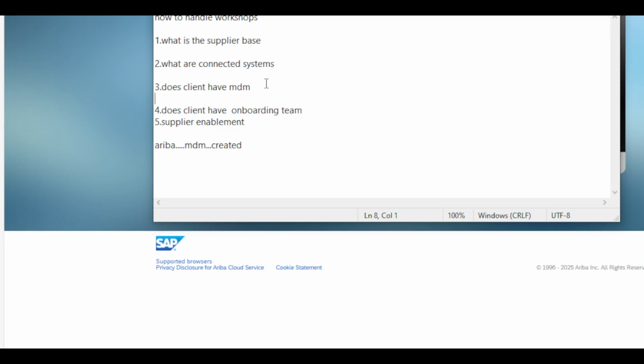These kind of data, additional data, will be added in the MDM system and will be passed to maybe S4 HANA and all. There can be a process flow like that. Supplier data can be created in Ariba, it goes to MDM or maybe EBX or maybe TIBCO VX tool, and then it goes to S4 HANA. So things like that. And fourth, does the client have an onboarding team?